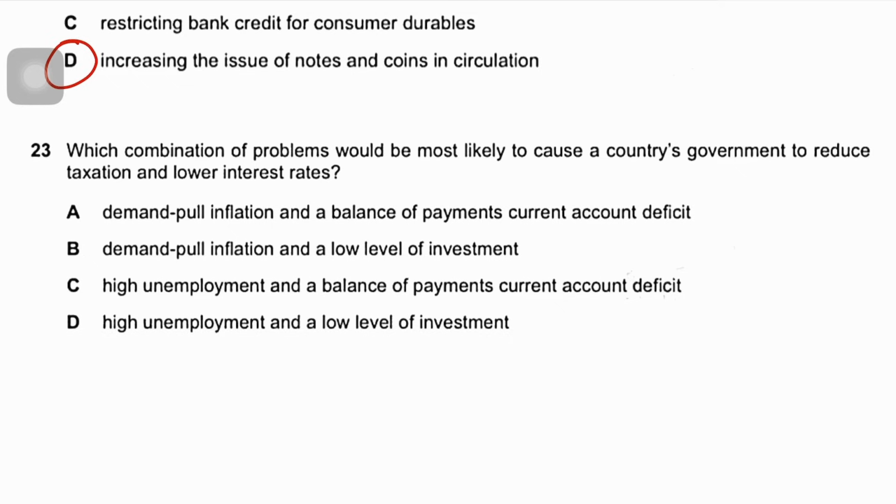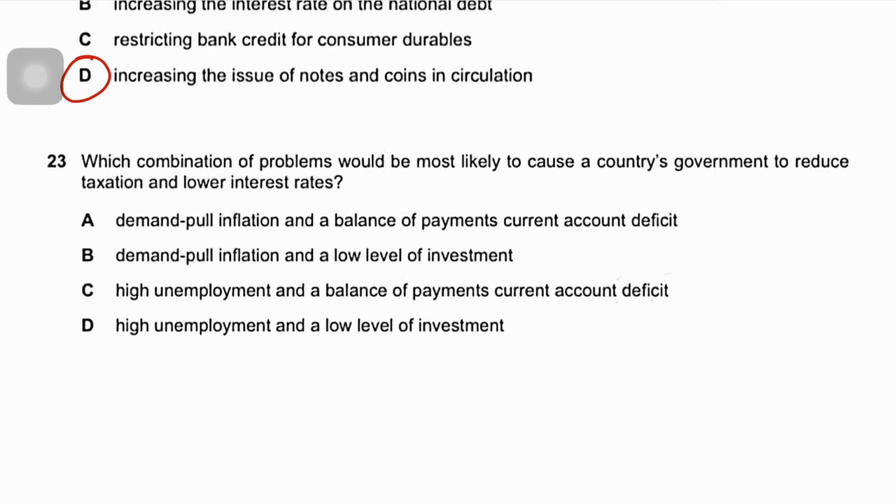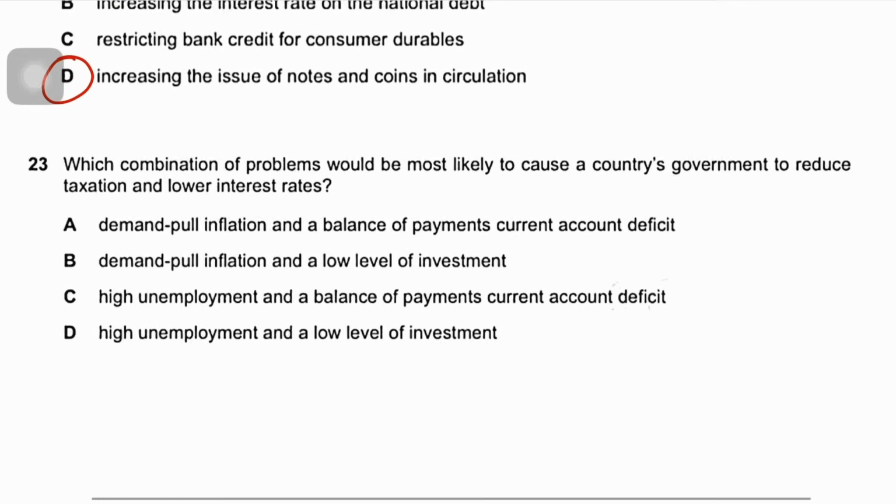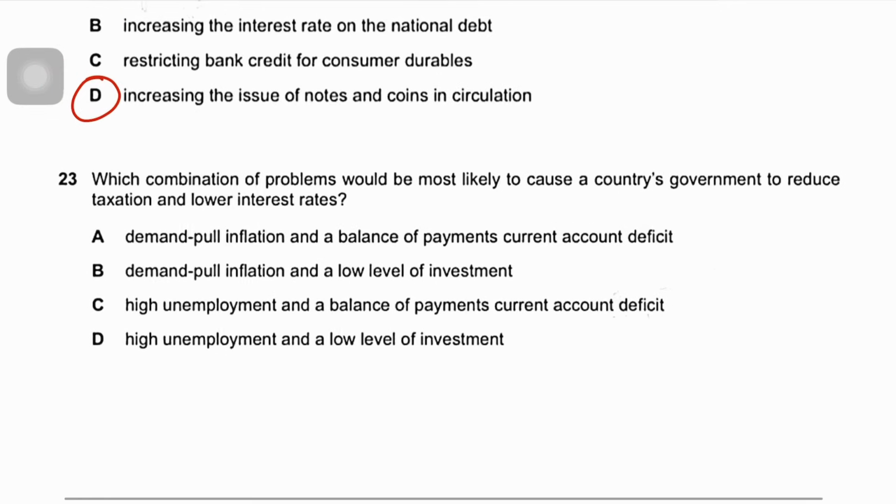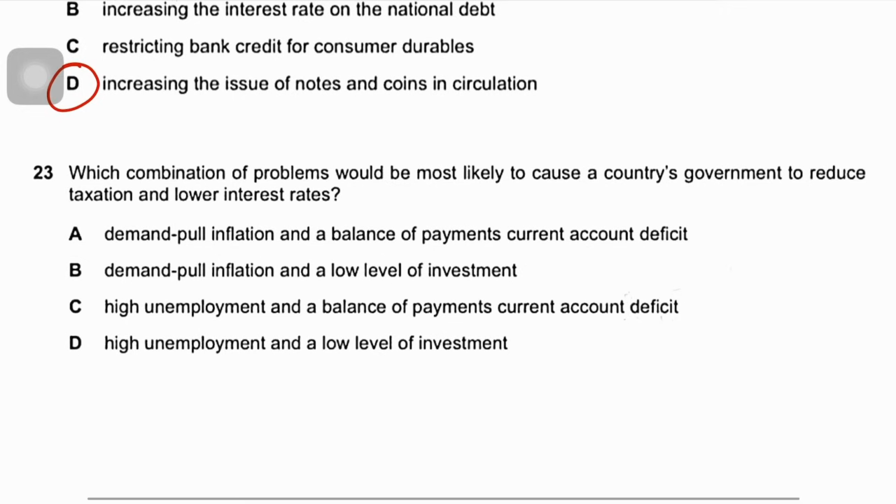And if you look at option C, high unemployment and a balance of payments current account deficit. High unemployment could, or in fact would, prompt the government to implement expansionary policies to stimulate job creation. But a current account deficit is typically addressed through trade policies, right? And might not directly influence the decisions by the government on taxation and interest rates. So the government would come up with trade related policies, or you can say expenditure switching and dampening policies, to improve your current account balance position.